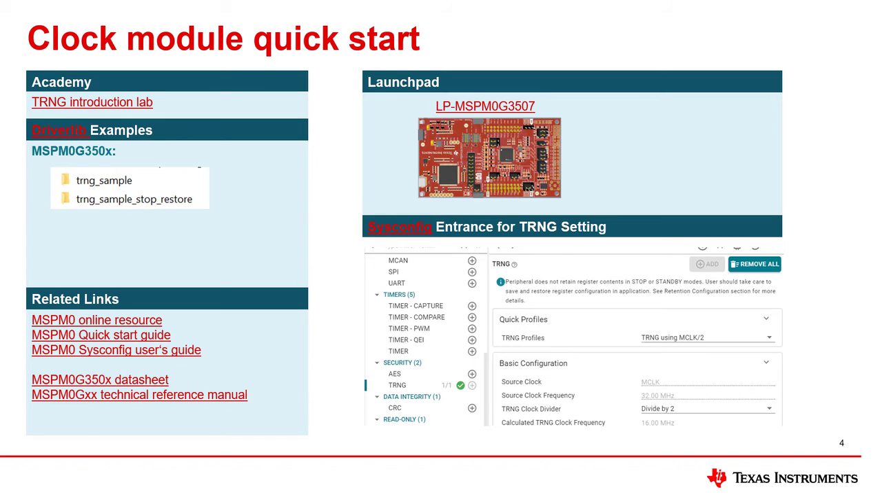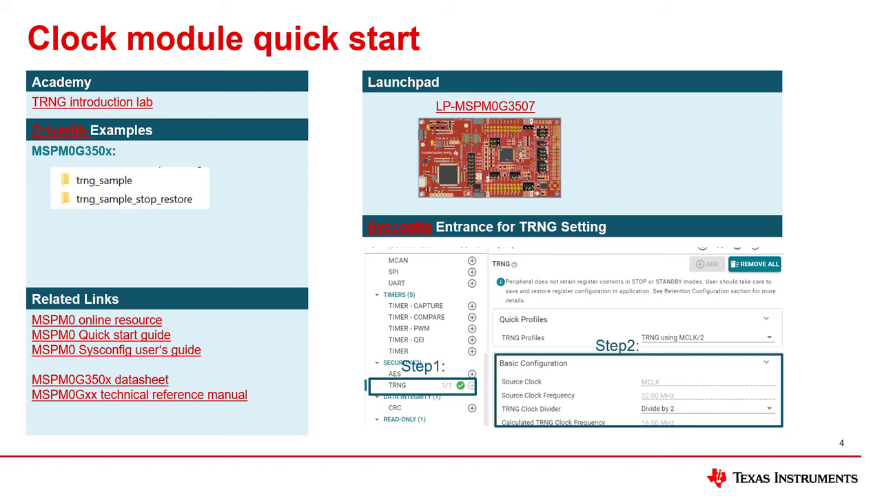First, open sysconfig. Then, navigate to the TRNG tab. Now, fill in the desired parameters. Now you can build your project to generate the source code necessary to initialize the module according to your configuration.